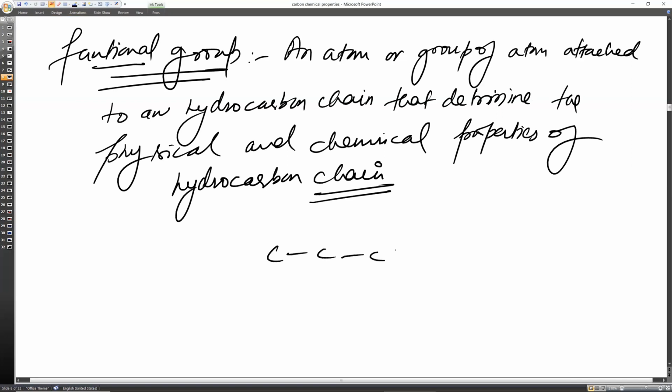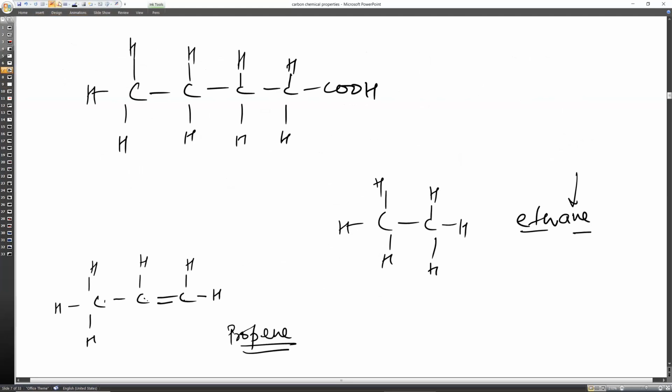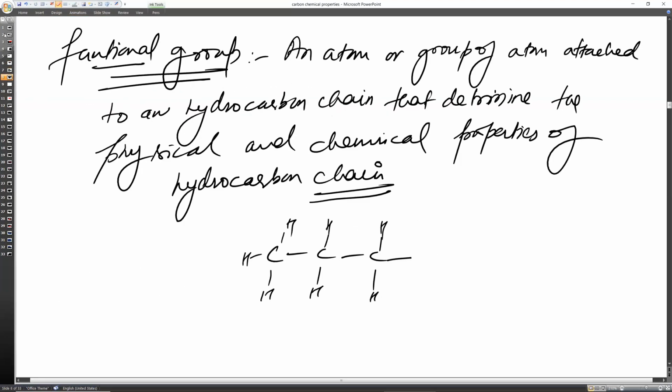For example, if I'm taking this, here you see that this is propane. Prop means 3 carbons, and single bond between carbons, ane.